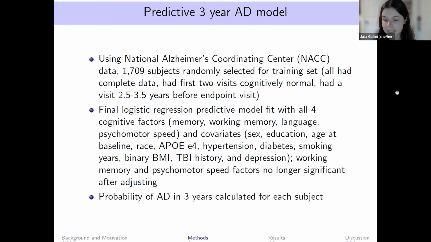So using NAC data, 1,700 subjects were randomly selected for the training set. We just fit a logistic regression model to predict AD, a probability of conversion to AD. So this predictive model is quite simple. We're using all 4 cognitive factor scores as predictors, as well as this list of covariates, known things to be associated with development of AD. And then we calculated the probability of AD in 3 years for each subject from this logistic regression model.